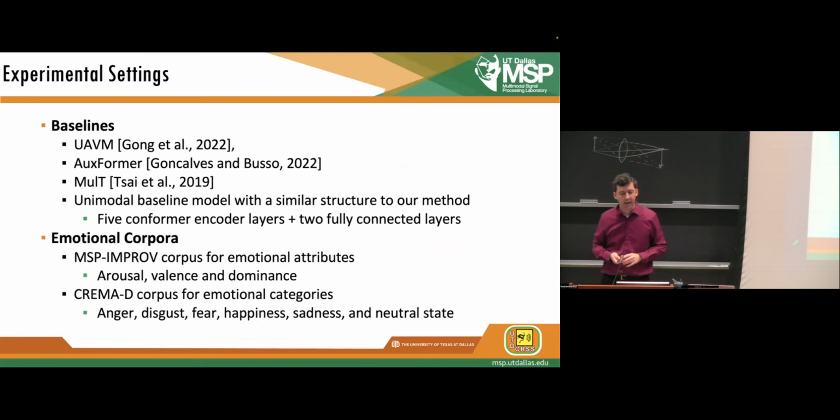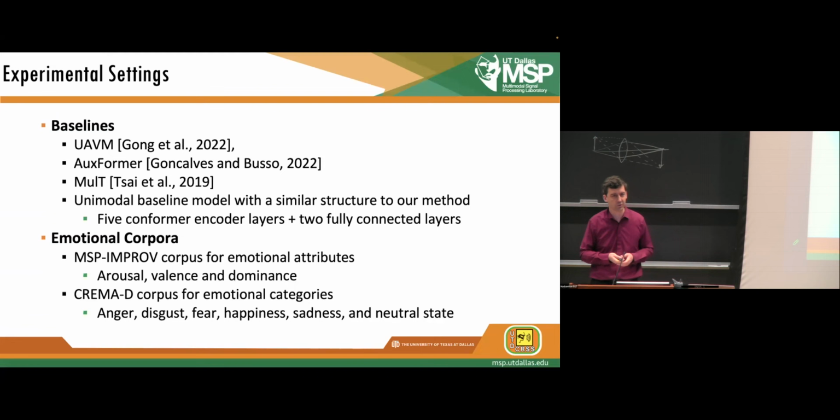For baselines, we use models that have been proposed in the past, including the model that I just presented. We use unimodal systems that have a very similar structure to what we have: five layers of conformer encoder layers, followed by two fully connected layers. We evaluate the models on the two same databases that I mentioned earlier. On the MSP-Improv, we're going to use arousal, valence, and dominance as our predictions because we want to show that this also works for a regression problem. And in the CREMA-D, we're going to use emotional categories, the six emotions that I mentioned earlier.